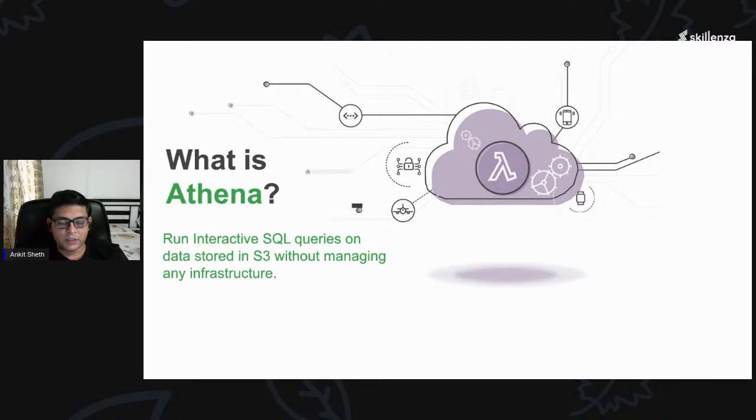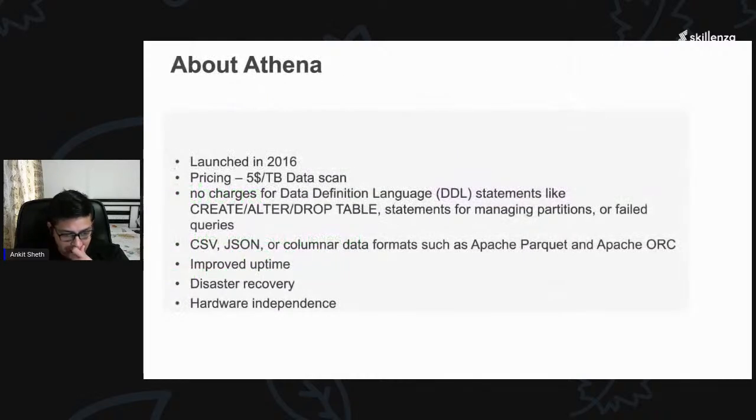So let's understand what Athena is. Athena is a simple, interactive service which allows you to query the data that you have stored in the form of a data lake in S3. It has to be structured data. It could be CSV, TSV, or JSON files. Basically, you can run any interactive SQL queries on whatever data you have stored in S3 as a data lake.